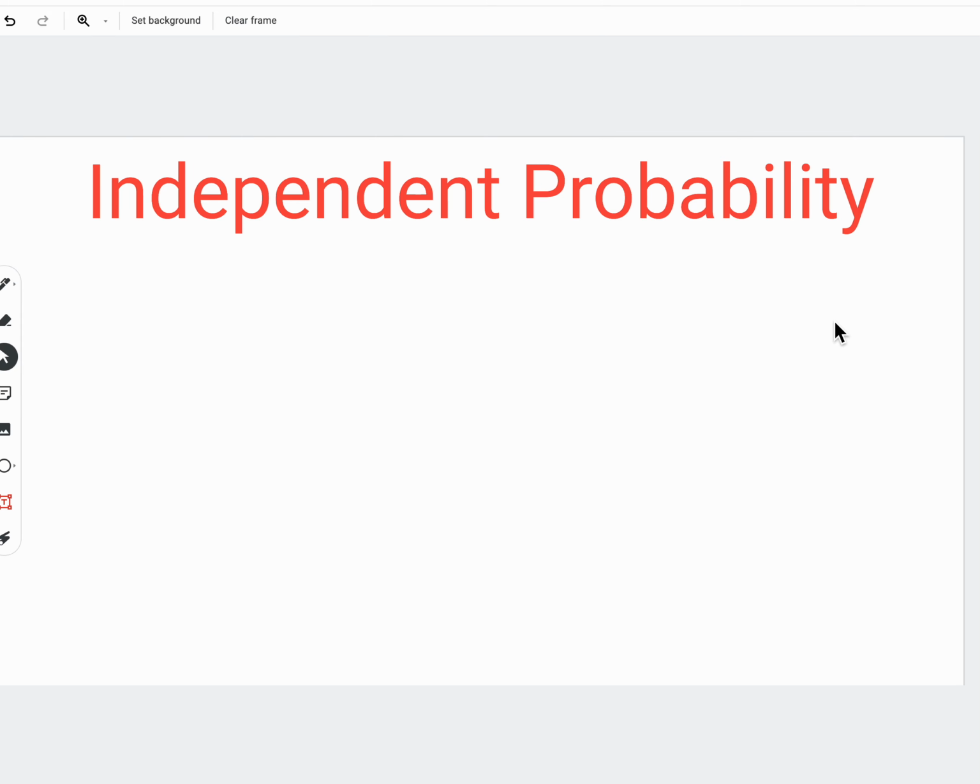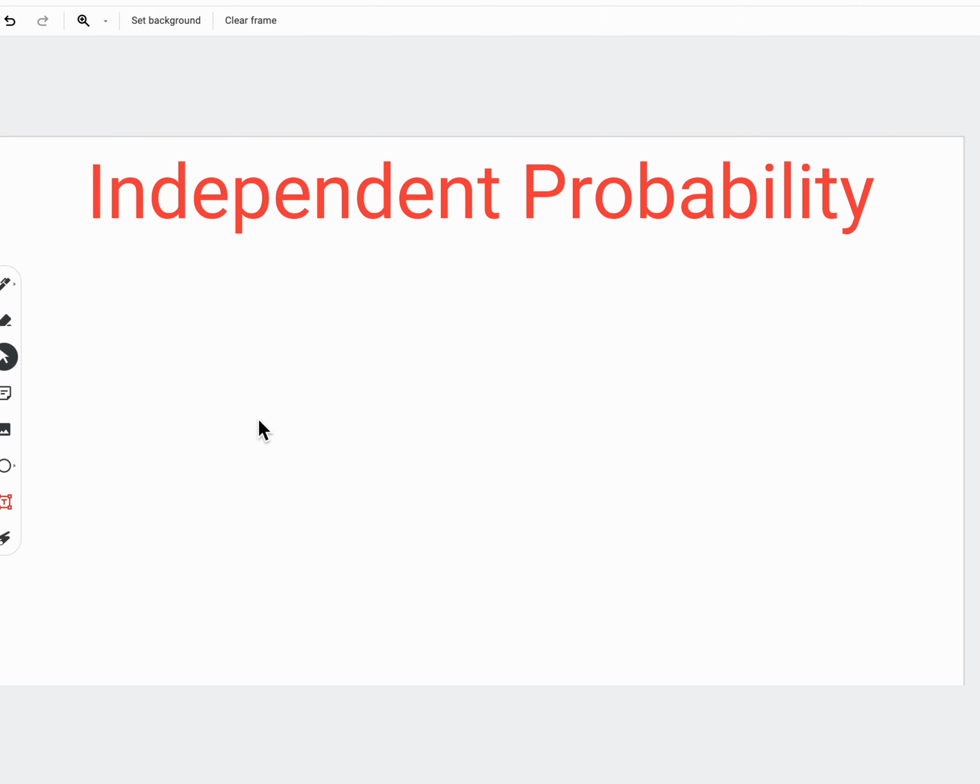Hello and welcome back. Today we are going to be discussing independent probability. Now please do keep in mind that this will be different from our more advanced skills of what we would call a not probability problem and an or probability problem. We're not going to get to those quite yet. Today we'll just take a look at the basics.